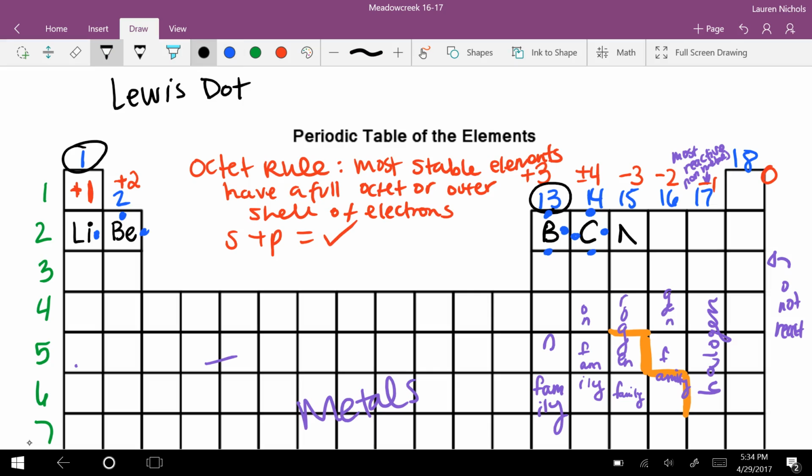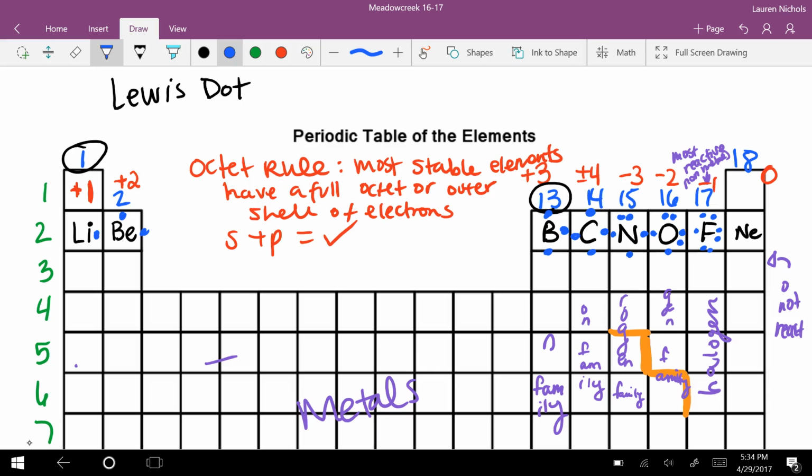Nitrogen has 5, so it'd be 1, 2, 3, 4, and then I would double up on that one side. And then oxygen has 6, so it'd be 1, 2, 3, 4, 5, 6. Fluorine has 7. 1, 2, 3, 4, 5, 6, 7. And then neon has 8.